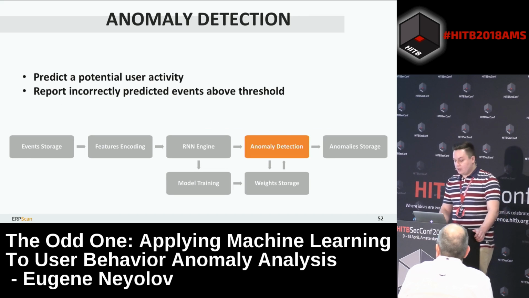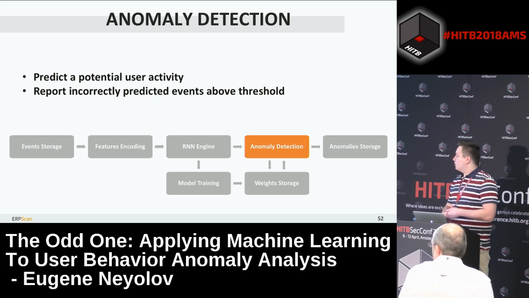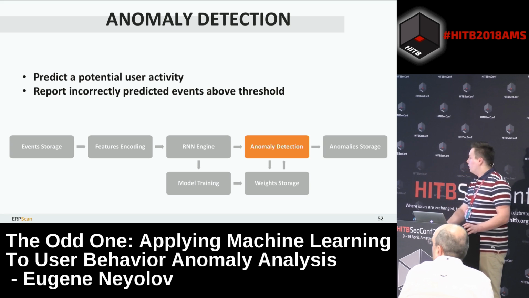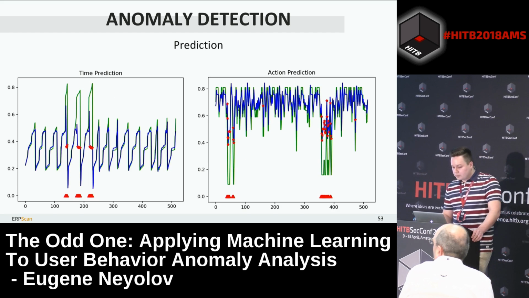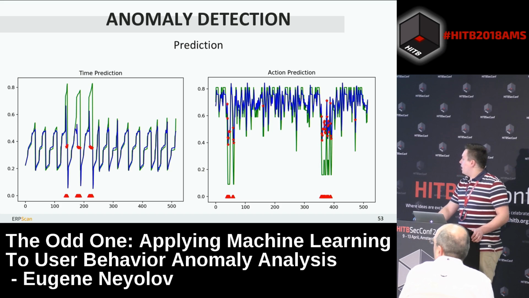So finally, for anomaly detection, what we do is predict potential user activity and report incorrectly predicted events that are above the threshold. In this case, you can see the prediction timelines for time and actions. And the blue line is what we have predicted.